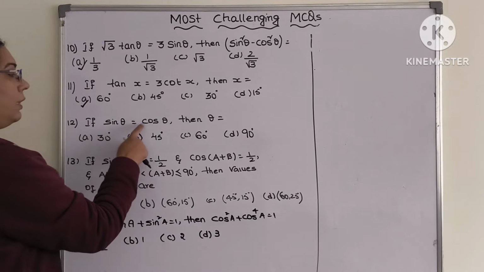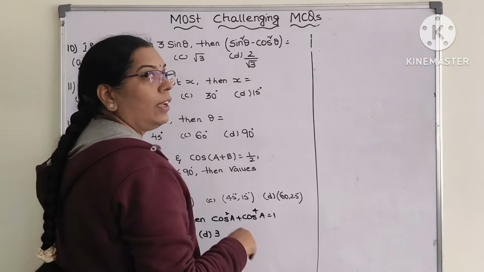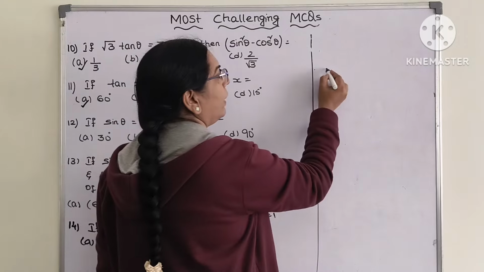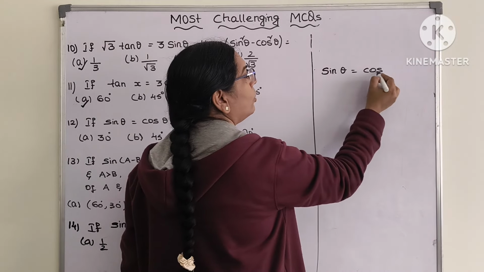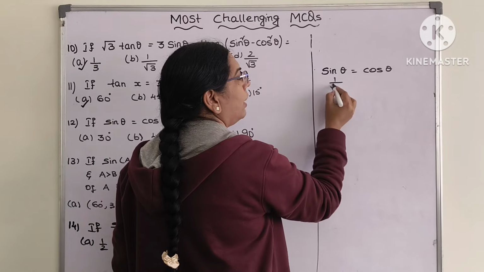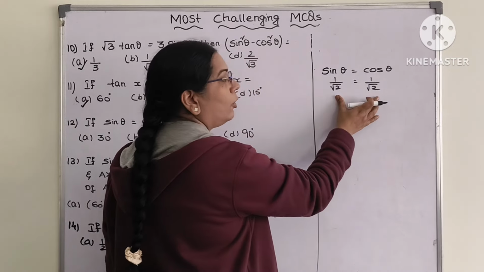Next one. If sin theta is equal to cos theta, then the value of theta. Whenever we come across these sums, when can sin and cos have the same value? Sin and cos, if you check the table, both will have the same value of 1 by root 2.